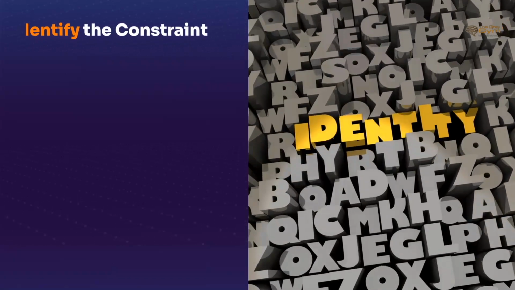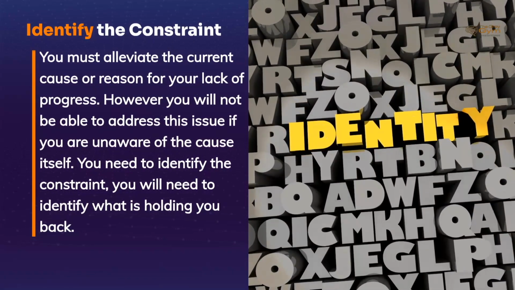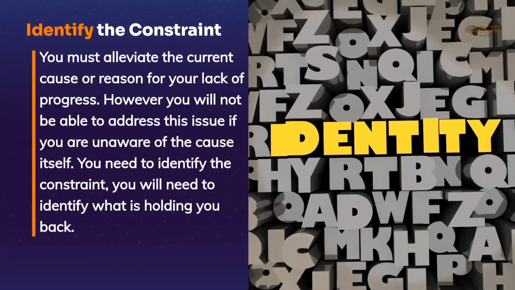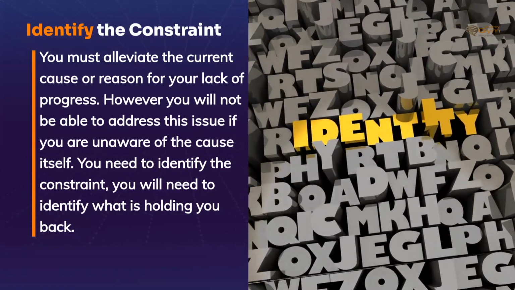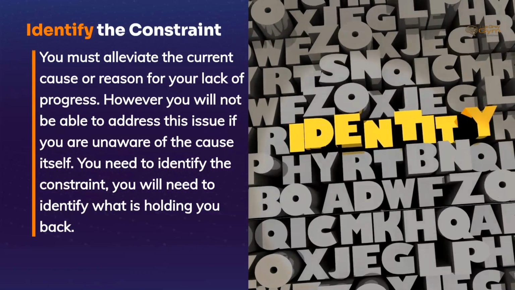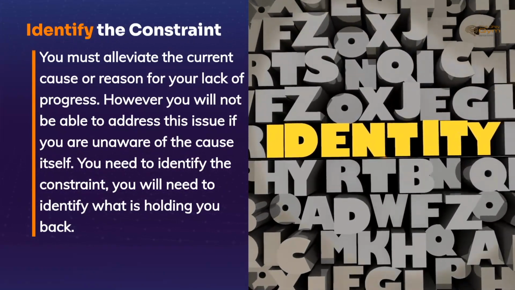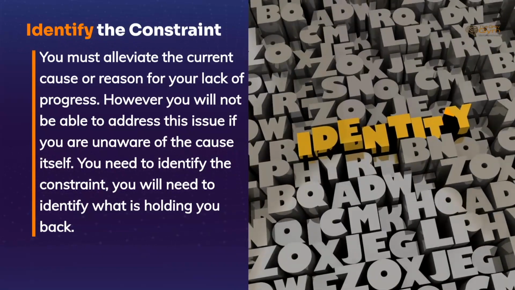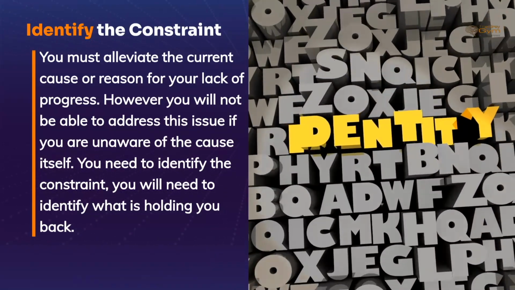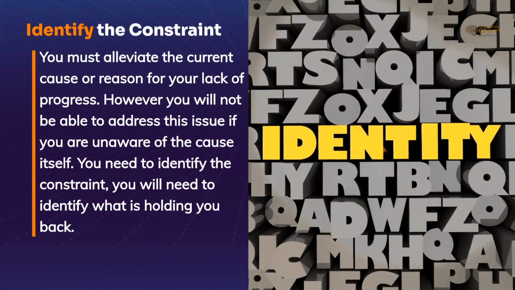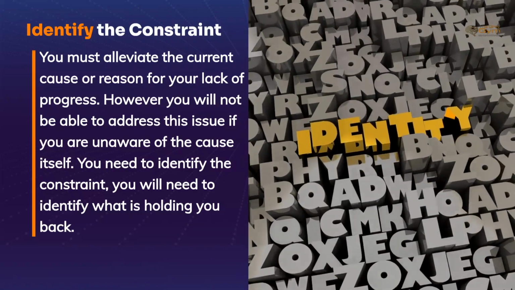So let's begin with number 1, identify the constraint. To succeed, you must alleviate the current cause or reason for your lack of progress. However, you will not be able to address this issue if you are unaware of the cause itself. You need to identify the constraint and you will need to identify what is holding you back. In some cases, pinpointing your constraint might be easy. In other cases, it might be less obvious.